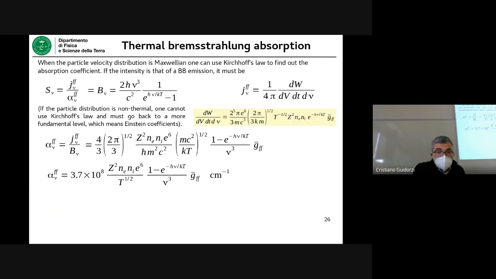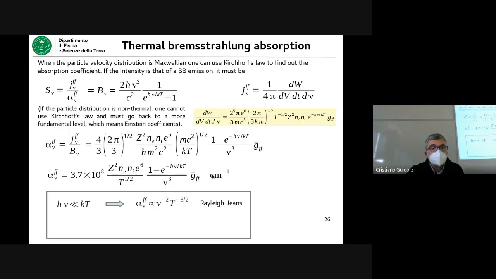Okay, this is just, again, I carried out the same exercise. I replaced all the coefficients. And this is quite practical: if you replace all the temperature and all the other quantities in Gaussian units, you get the result in centimeter to the -1, as expected for an absorption coefficient, of course. Let's consider the two possible regimes.